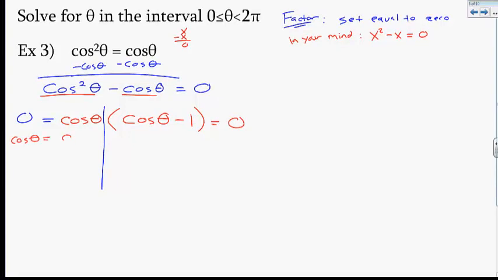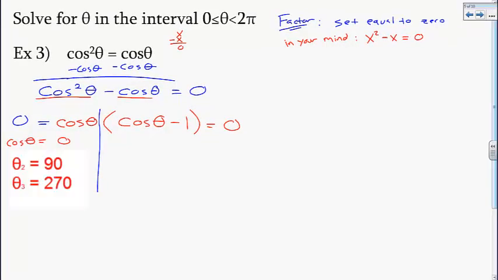On the left, we should notice that we have two values of theta that will make this statement true, i.e. theta equal to 90 or 270 degrees. On the right, we get cosine equal to 1, and notice that once again we have two values of theta that will make this true, i.e. 0 and 360 degrees.